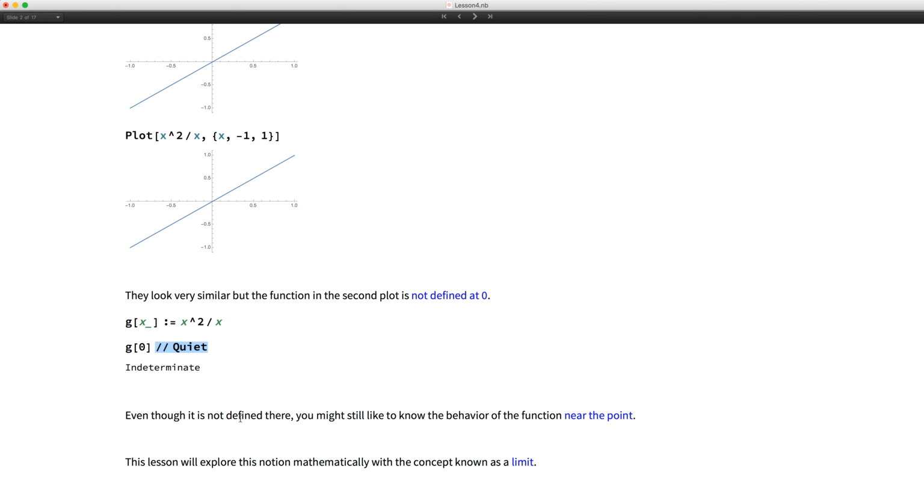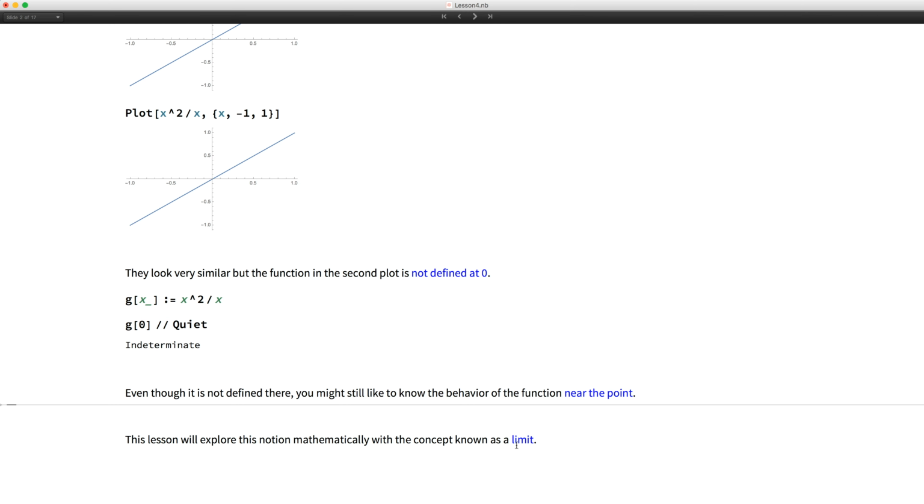Now, even though it is not defined at 0, we would certainly like to know what the behavior of the function is near this point. And that's what limits are all about. They are about tracking the behavior of a function near a point. So the mathematical way of doing this is called a limit.